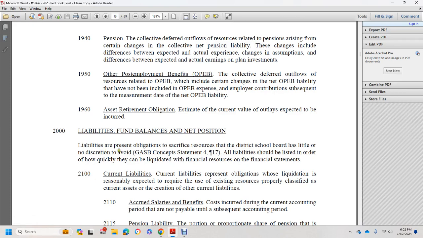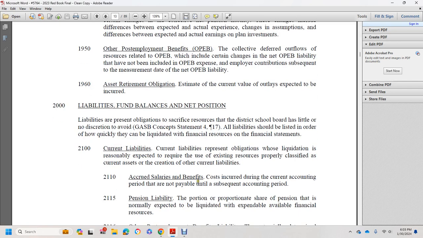Liabilities are presented as obligations the district school board has little or no discretion to avoid, per the Governmental Accounting Standards concept statement, paragraph 17. All liabilities should be listed in order of how quickly they can be liquidated. 2100. Current liabilities represent obligations whose liquidation is expected to require the use of existing resources properly classified as current assets, or the creation of other current liabilities.